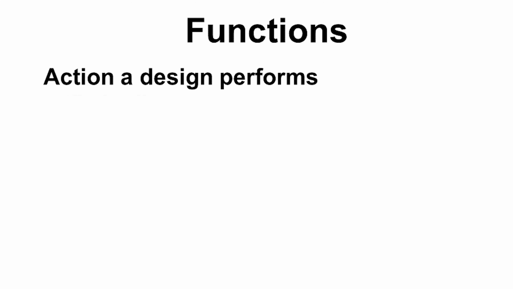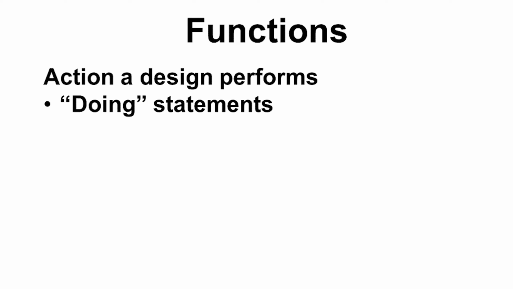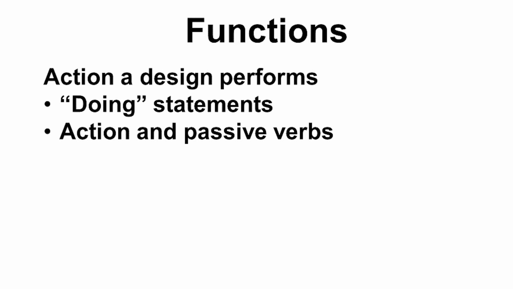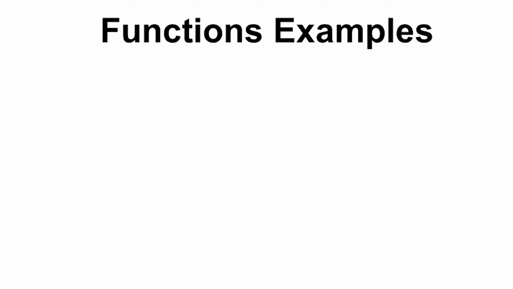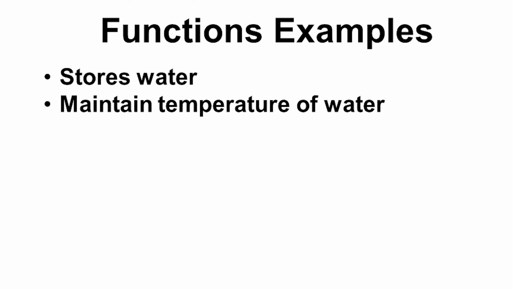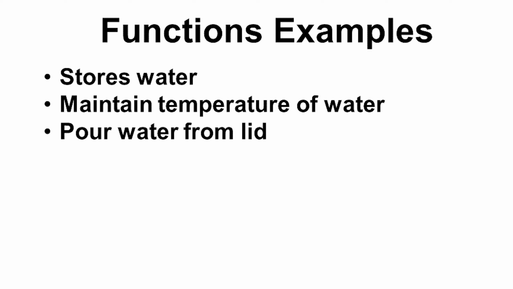Functions are actions that a successful design performs. Functions are expressed as doing or action verbs, although some designs have passive functions. Functions are specified with verb-object constructions, such as unfasten screws or holds coffee. Some functions transform an input into an output, such as convert crude oil to gasoline. Examples of functions for your water bottle might be that it stores water, maintains temperature, or that it allows you to pour water from its lid.